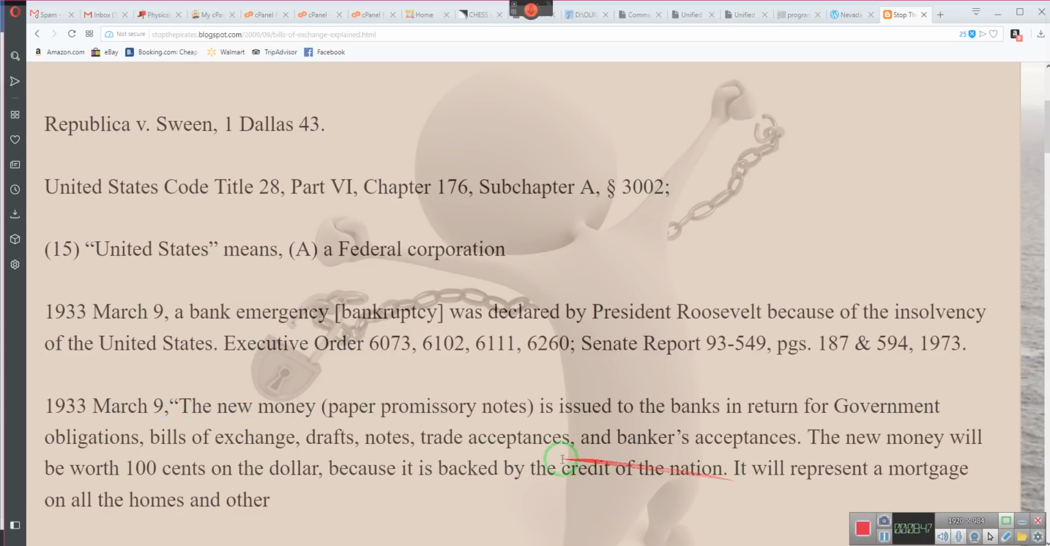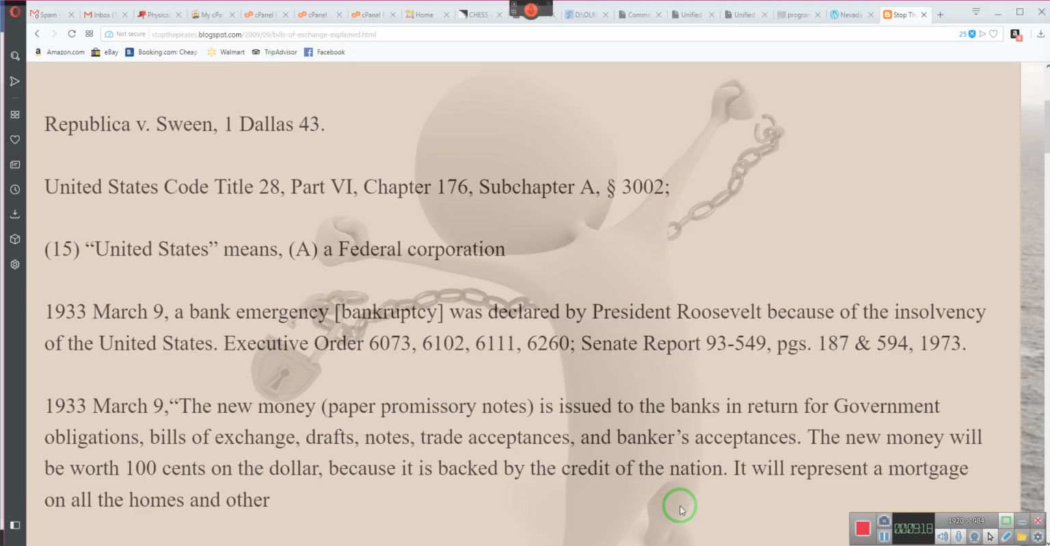You can't back the credit paper with the credit of the nation. Paper has no value. It has to be something of equal value in order for it to be exchangeable. Remember, it's called an exchange, and it's 100 cents on a dollar, so it's an even exchange. So it has to be credit for credit. Shh! Don't tell nobody that. It's an exchange. It's 100 cents on a dollar. It is credit for credit, people. It is dollar for dollar, exactly what the Act says.